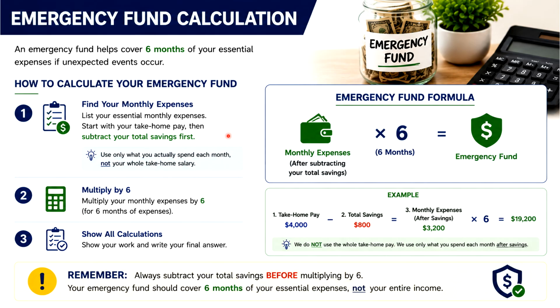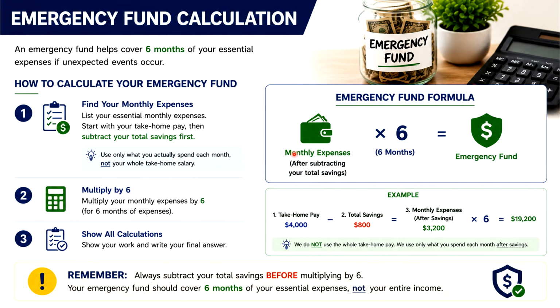Now remember, for your monthly expenses, the most common mistake is that students use the entire take-home salary for monthly expenses. And remember to find your monthly expenses by subtracting your total savings first. So monthly expenses after subtracting your total savings, that's the one multiplied by 6 to get your emergency fund.